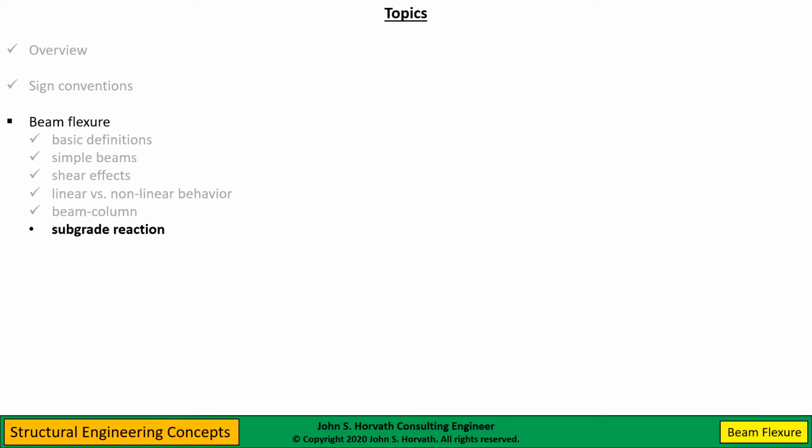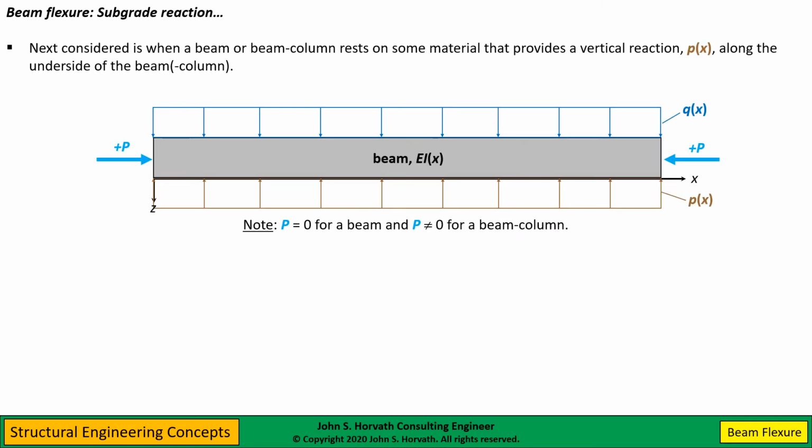I next want to talk about subgrade reaction. So we're slowly building on things here. We had a beam with transverse load. We added the axial loads. We now want to see what happens when the beam or beam column rests on material that provides a vertical reaction I call P of X along the underside of the beam. And again, this does not mean the P of X is uniform in magnitude and distribution. This is just a pictorial stand-in for a reaction that can vary in the X direction.